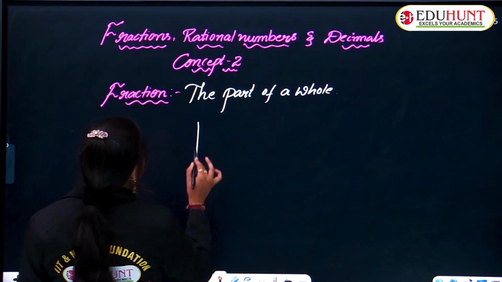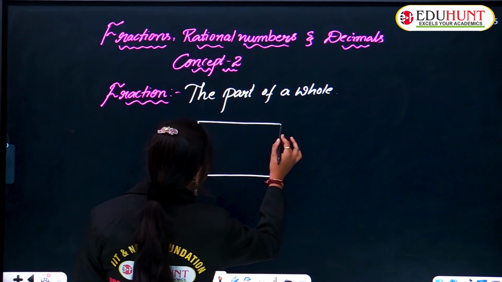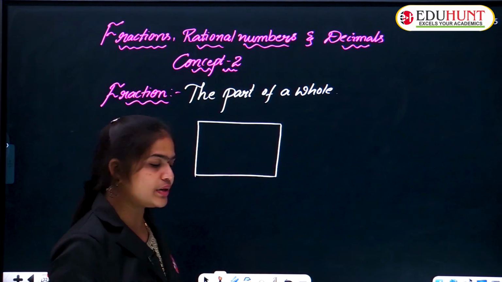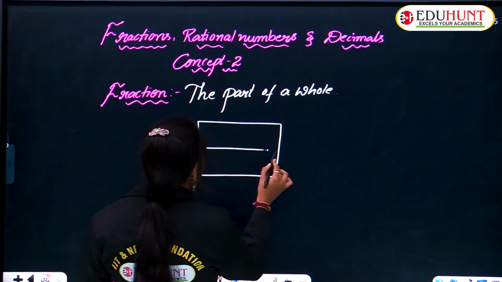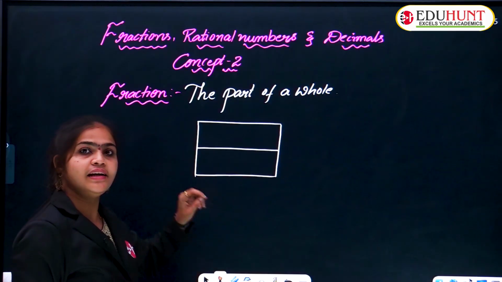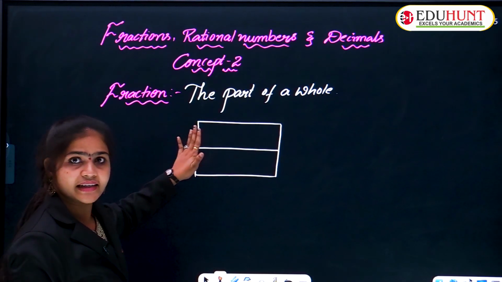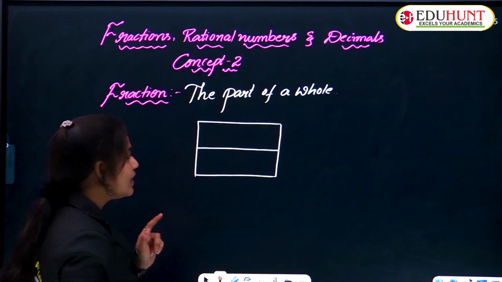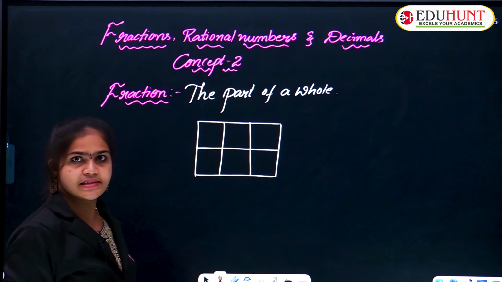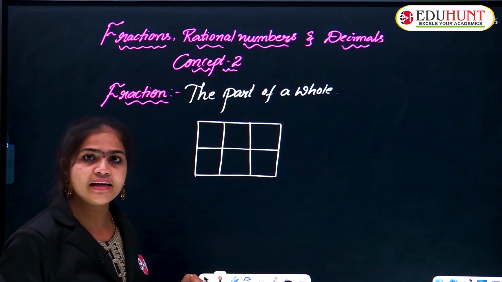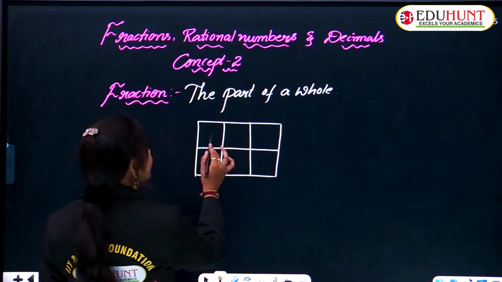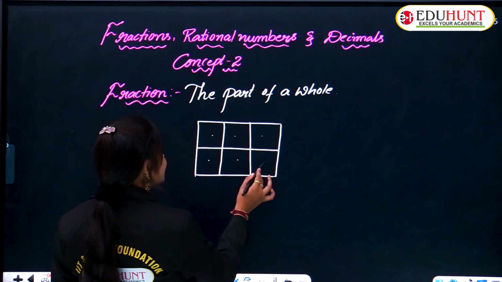Here, if you take one rectangular bar, how many bars have you taken? Only one bar. By drawing one horizontal line, this rectangular bar is divided into two parts. Now I want to draw vertical lines and divide it like this. Now how many parts are there? One rectangle is divided into 1, 2, 3, 4, 5, 6 parts.